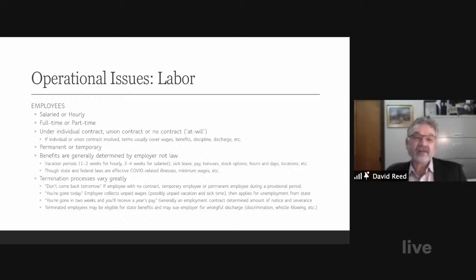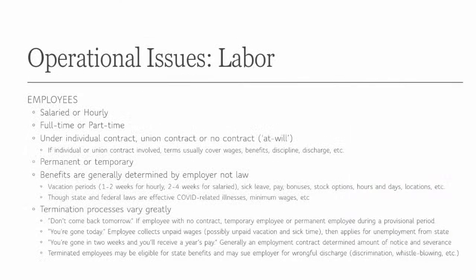If there's a contract for the employee, and that's a union contract, well, you look to the union contract for terms about hiring, firing, promoting, benefits. If it's an individual contract, generally the employer defined the terms, defined the benefits, 2 weeks, 4 weeks of vacation. There is no state minimum. There's no requirement that you have 6 sick days. Employees can be permanent or temporary. Benefits, as I said, are generally determined by the employer.